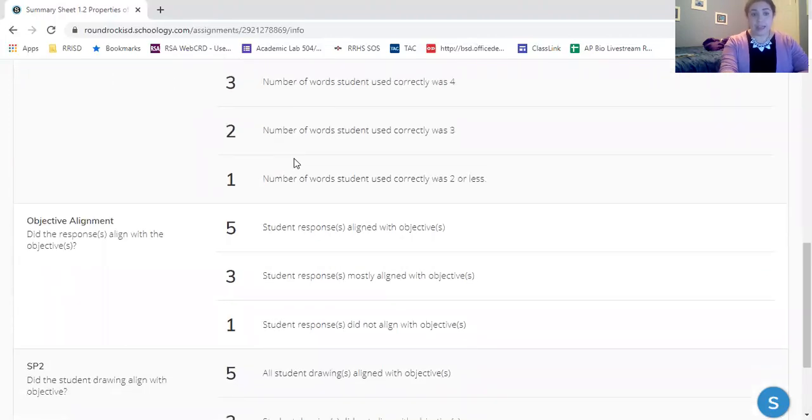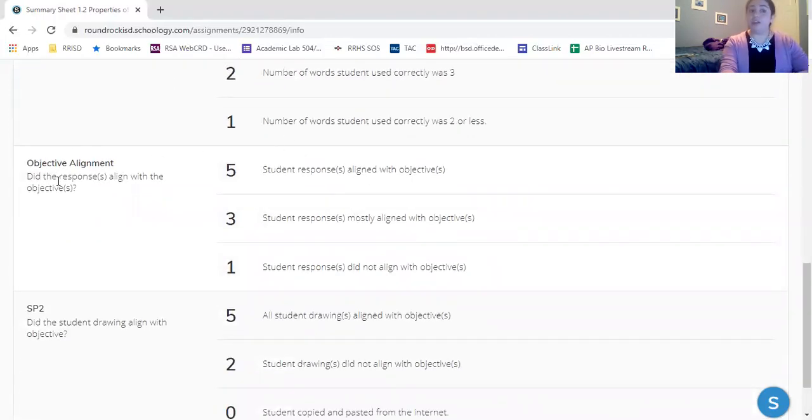The next thing that we're going to look at is the objective alignment. So did your written response align with the objective? In other words, what is it that you were supposed to learn? This is now asking you to summarize the topic. And so you are going to answer the objective. It's written similar to an FRQ. And so your response, is it aligned, or are you talking about something else that's not related? And so students who earn 5 points will have a response that is aligned with the objective, possibly more than one objective. And then it just kind of goes down from there. So did you mostly align, or were there key things that you forgot to mention?